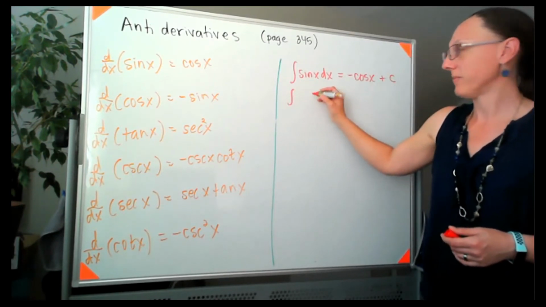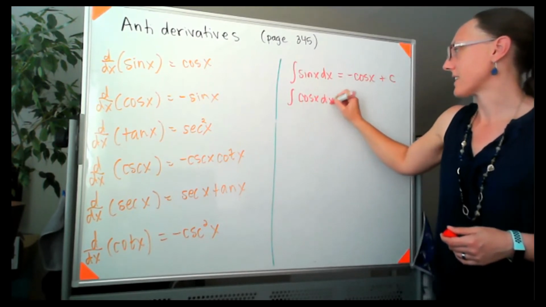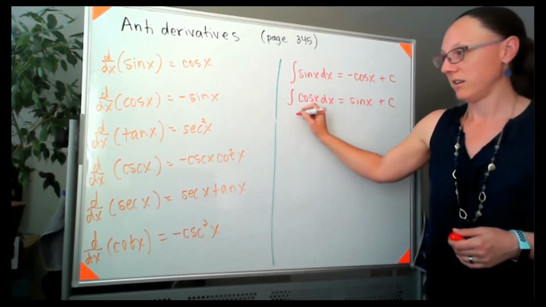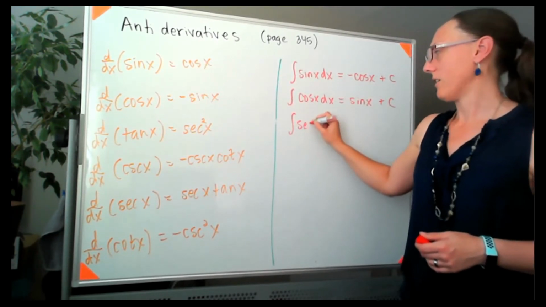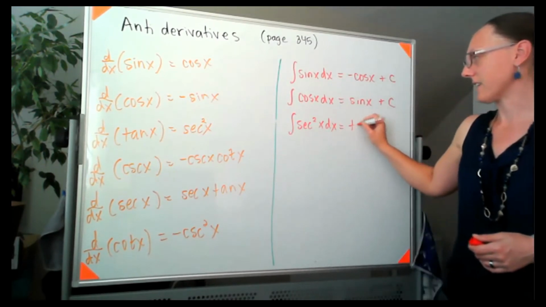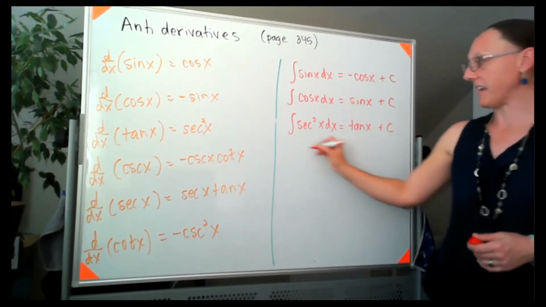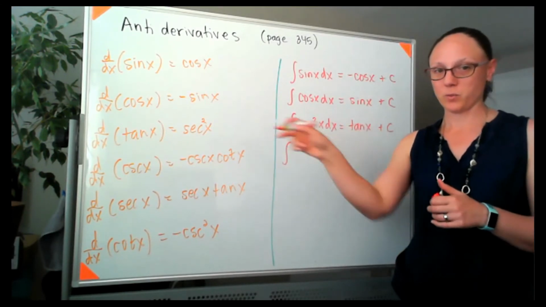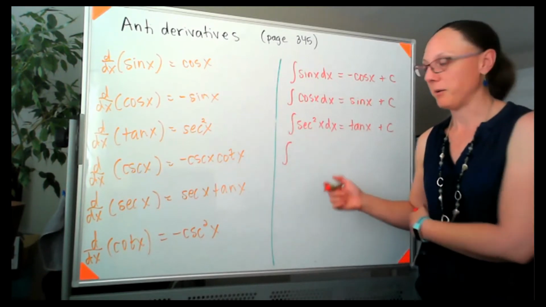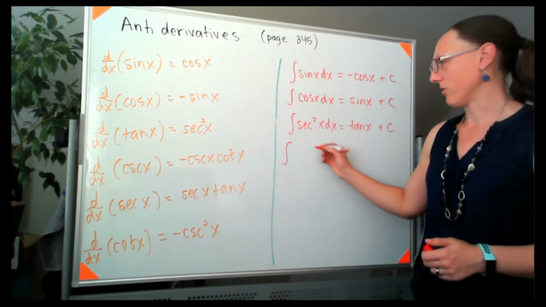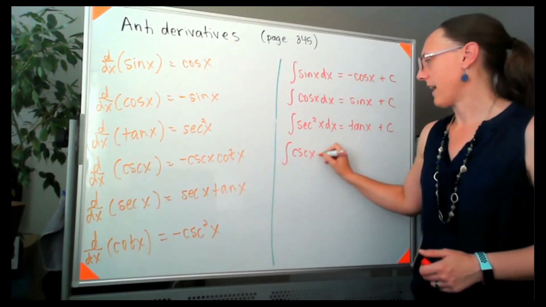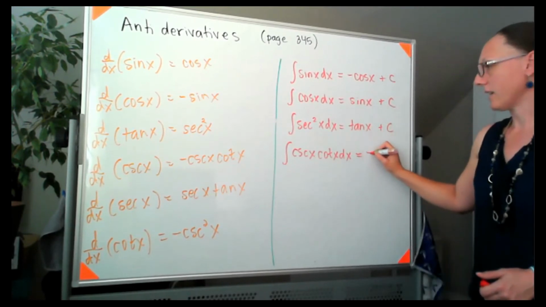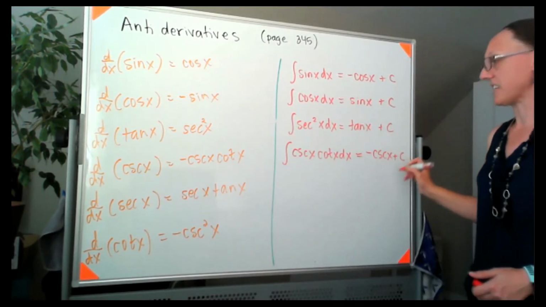The integral of cosine of x dx is equal to sine of x plus c. The integral of secant squared x dx is tangent of x plus c. The integral of, and some of these, they've switched around the signs in the chart, but the integral of cosecant x cotangent x dx is negative cosecant of x plus c.